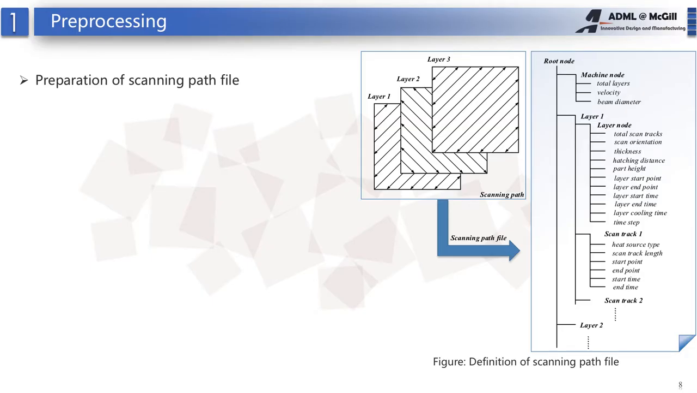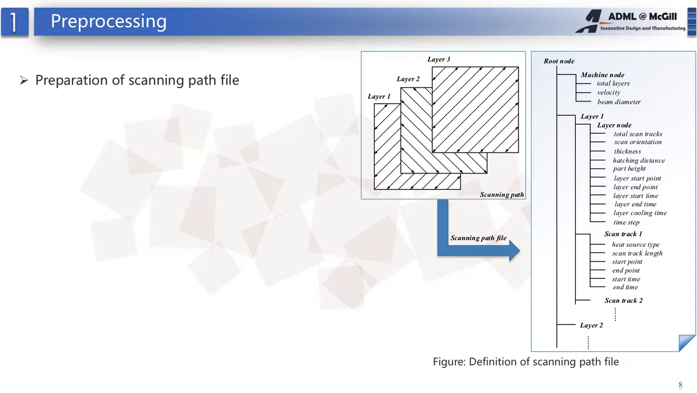The final step for pre-processing is the preparation of the scanning pass file. This file includes the scanning pass of the laser spot at arbitrary time and positions. In the simulation of the laser powder bed fusion process at the part level, it is not easy to apply the input heat flux into the simulation domain because the laser spot changes rapidly with respect to time and space.